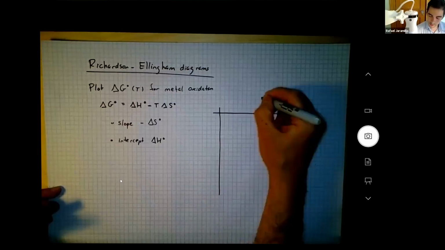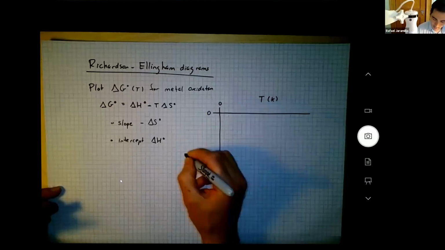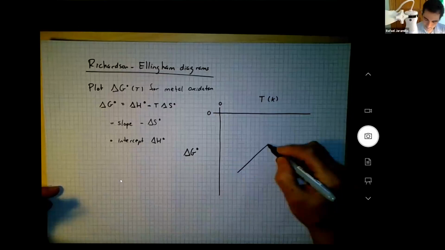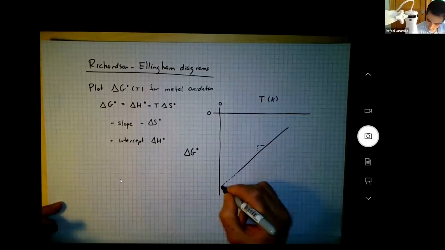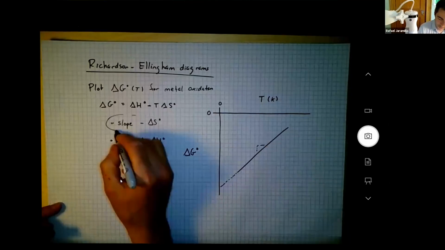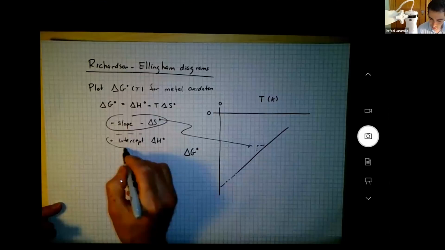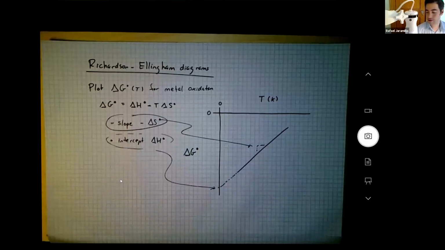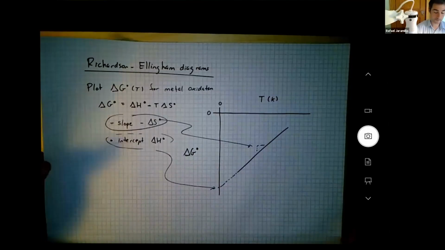So here's temperature, let's say in Kelvin. Here's zero, here's delta G naught, and we have a line, right? We have a line with a slope and an intercept. So slope, intercept. That is a Richardson-Ellingham diagram. Now, why did we do that? Give you a couple of reasons.